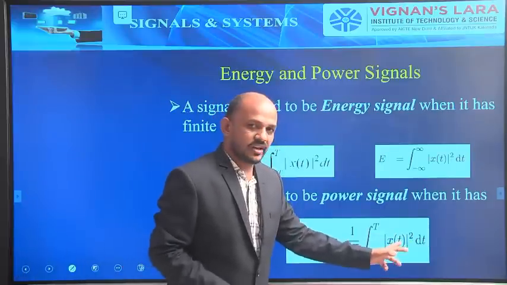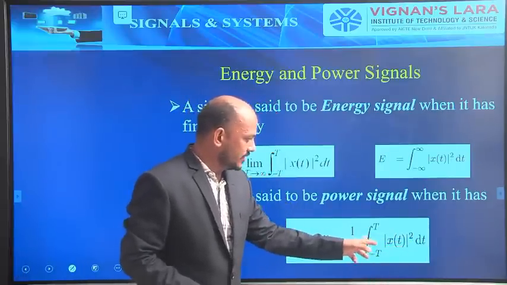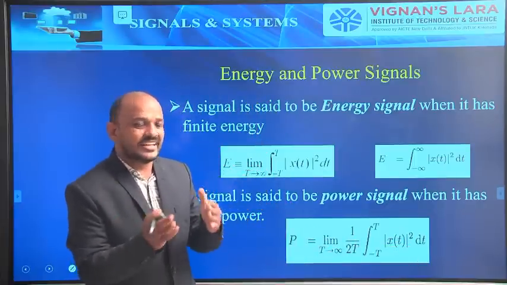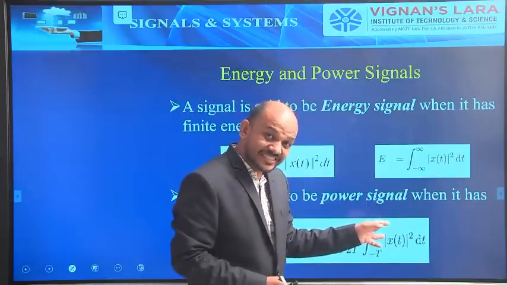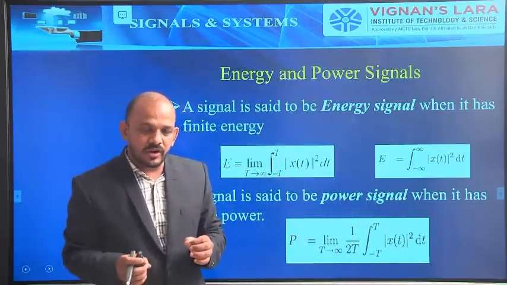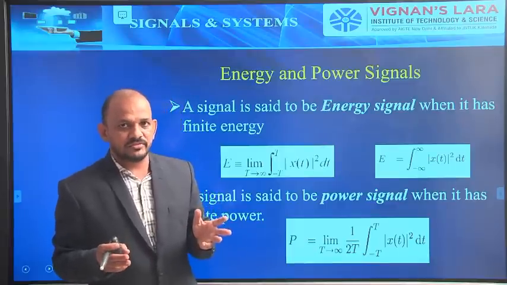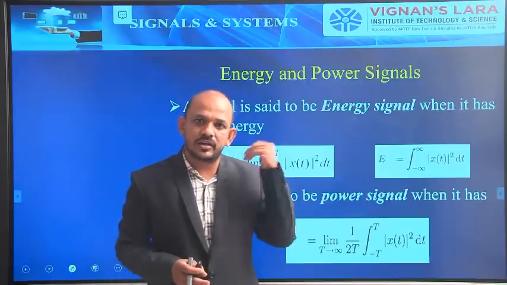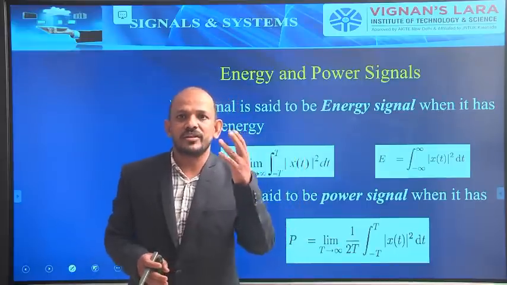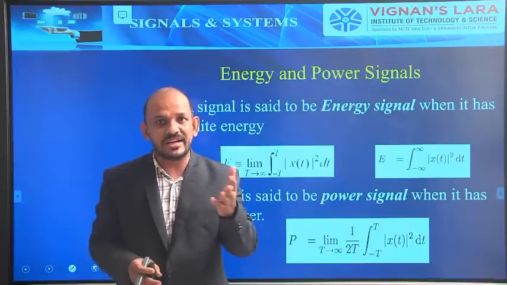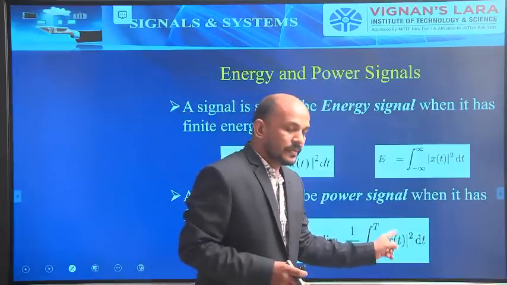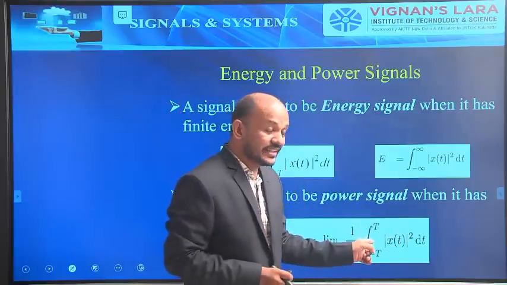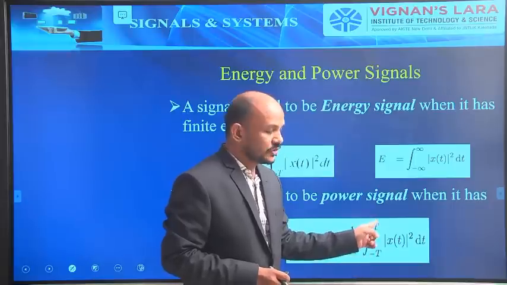So this is the square of the signal, and the integration is a summation. Here the square of the signal is integrated over the interval minus T to plus T. Whenever we want to find the average of three numbers, we add the three numbers in the numerator and the denominator is the count of the numbers: 5, 10, 15, so 5 plus 10 plus 15 divided by 3. In the same way, here the mean square value is obtained by the integration between minus T to plus T.